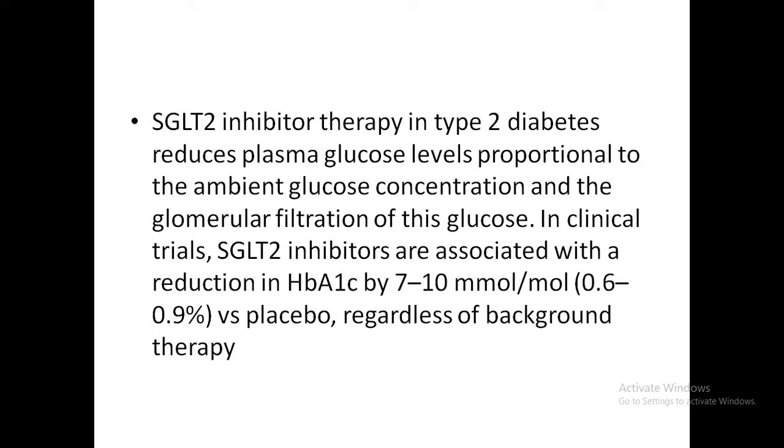SGLT2 inhibitors reduce plasma glucose levels in proportion to the glucose concentration and the glomerular filtration of glucose. SGLT2 inhibitors are associated with a reduction in HbA1c by 7 to 10 millimole regardless of the background therapy. This is how the SGLT2 inhibitors impact on glucose reduction.